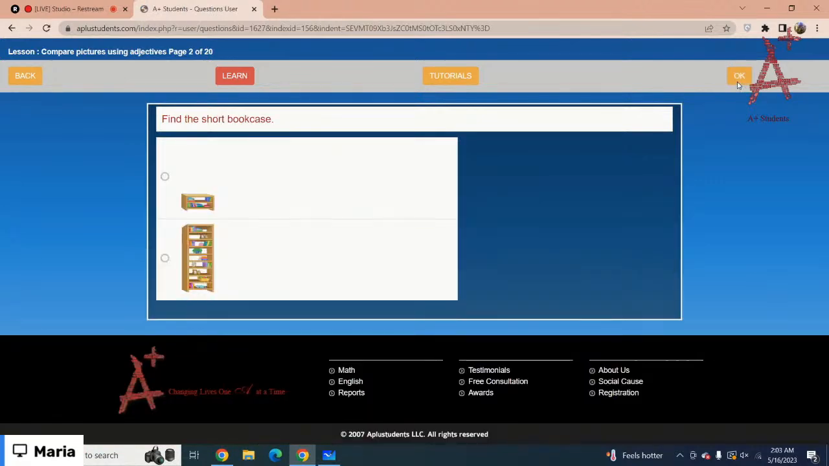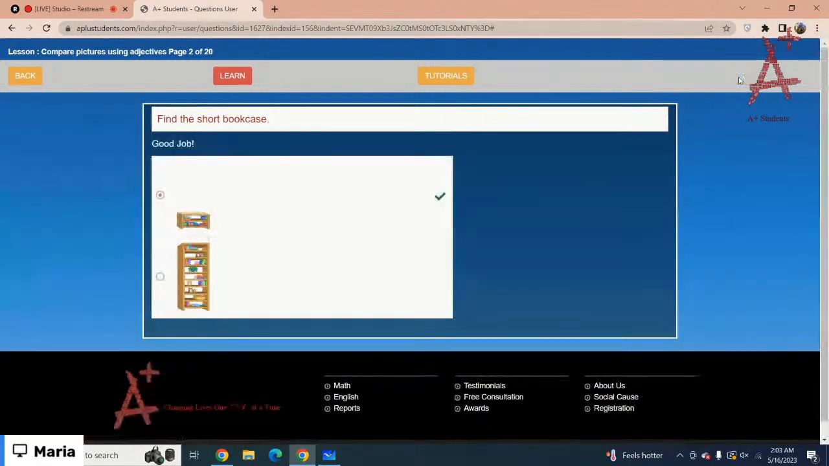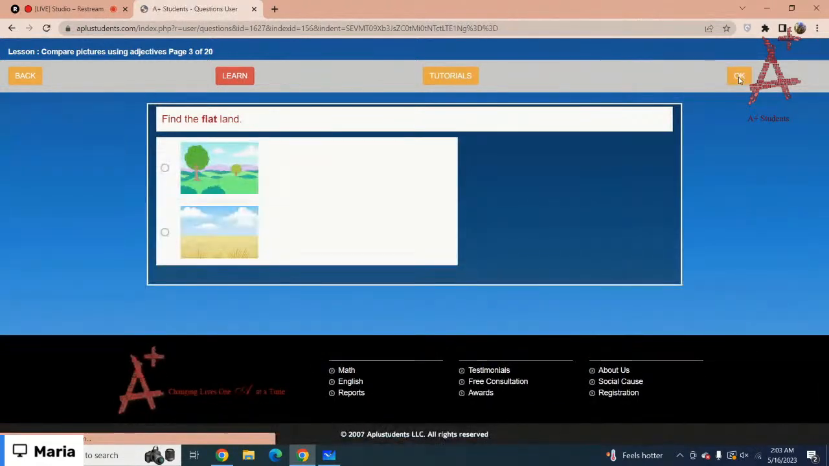Okay, find a short bookcase. Which bookcase is short? One or two? The first one is short with just two racks. Got it? So, option number one is the correct option. Okay, find the flat land. Which one is flat? One or two? Flat means the one that doesn't have any mountains, stones, or anything. So which one is it? It would be the second one. The second one is the flat land.